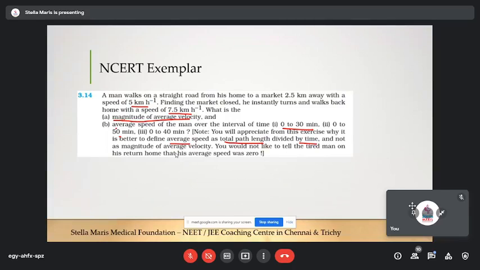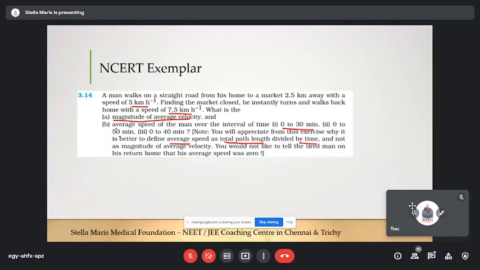So average speed is defined as total path length divided by total time taken. Okay. So what we have seen, average speed is equal to the magnitude of average velocity, right? So they are saying it is better not to define that, because you will be telling the tired man on his return home that his average speed was 0. So we'll see one by one.